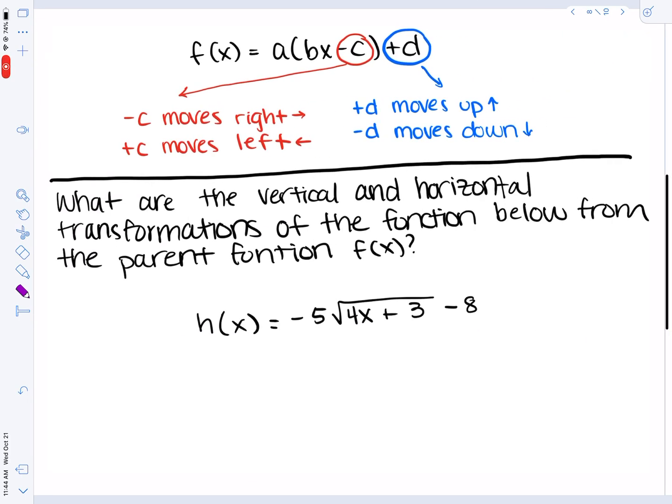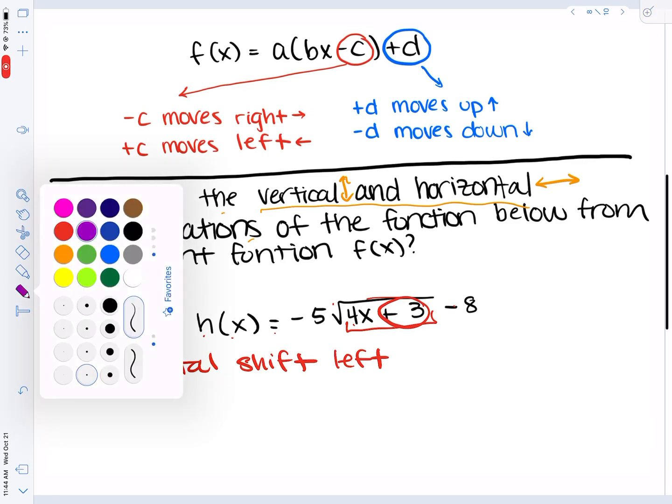So for this one, let's read the problem. What are the vertical and horizontal transformations of the function below from the parent function? We know vertical is up and down. We know horizontal is left to right. So we're going to look at h of x equals negative 5 square root of 4x plus 3, minus 8. We know that all that's inside of the house. So what is my c value? Correct, it's positive 3. Does that move left or right? Horizontal, very good. Shift left.